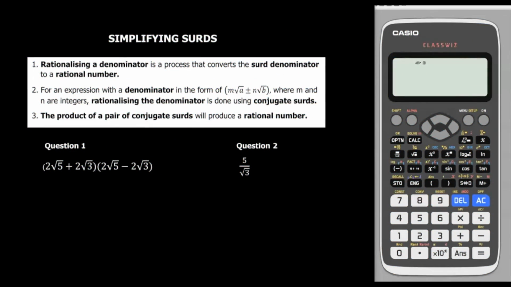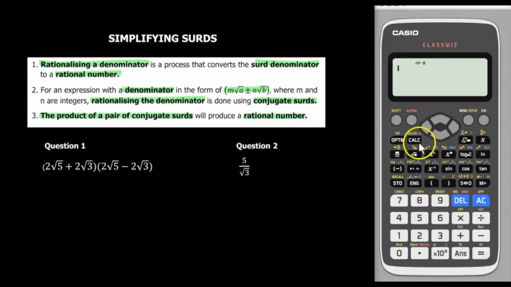For simplifying surds, we need to know how to rationalize a denominator. This is to convert the surd denominator to a rational number. For an expression with a denominator in the form of m surd a plus or minus n surd b, where m and n are integers, rationalizing the denominator is done by using conjugate surds. The product of a pair of conjugate surds, product means times together, will produce a rational number.